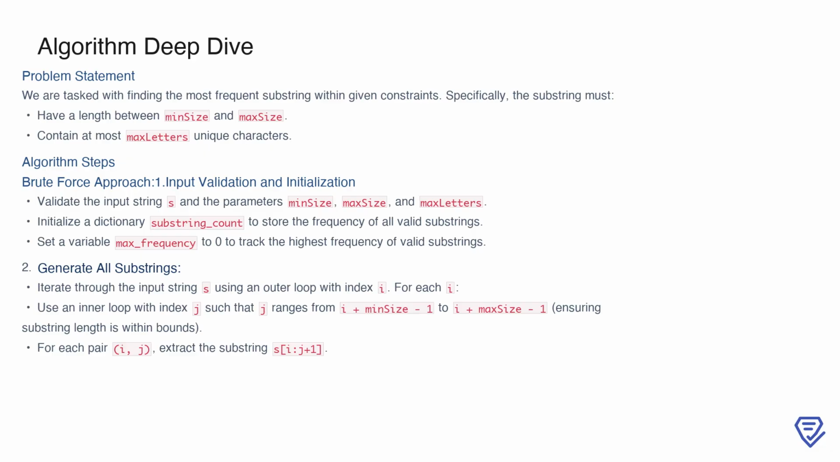To solve this, we can start with a brute force approach, which involves several steps. First, we validate the input and initialize the necessary variables. This includes preparing a dictionary, substring_count, to store the frequency of valid substrings and a variable, max_frequency, to track the highest frequency encountered. Then, we systematically generate all possible substrings of the input string. By using a nested loop, we iterate through the string, extracting substrings whose lengths fall within the specified range. This forms the foundation of our brute force solution, which ensures that no potential substring is overlooked.